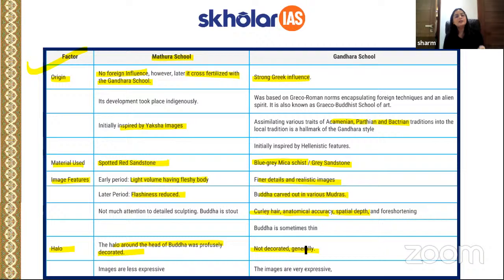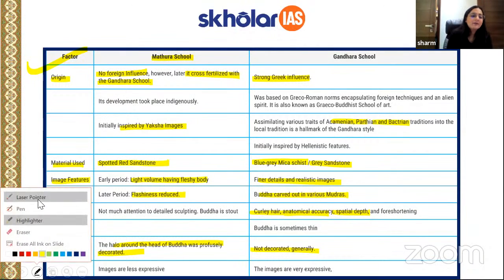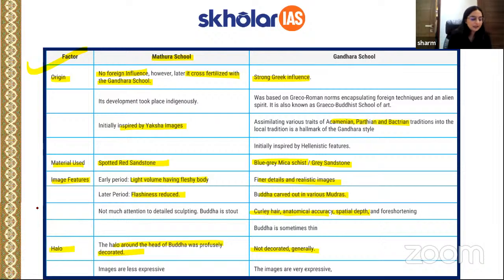At the same time, they will tell you the main features pertaining to both these schools. So students, with this, I have completed my discussion on this particular lecture. Now I'm going to take the questions which you guys have.